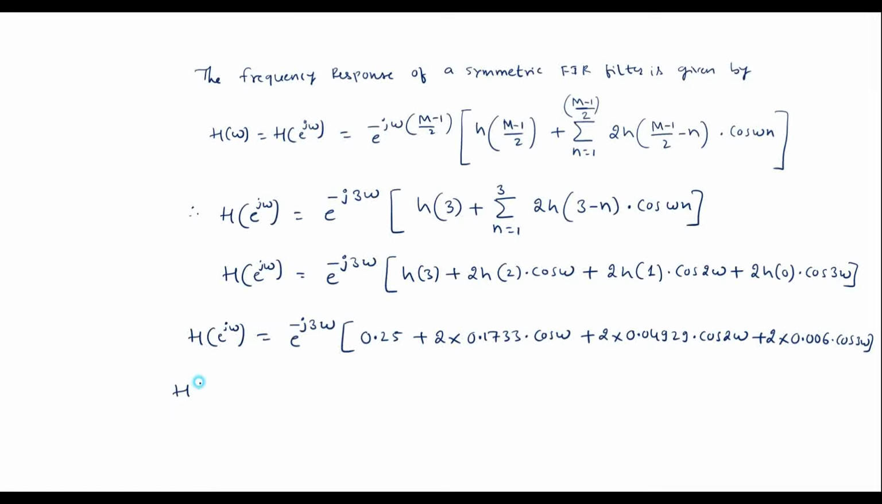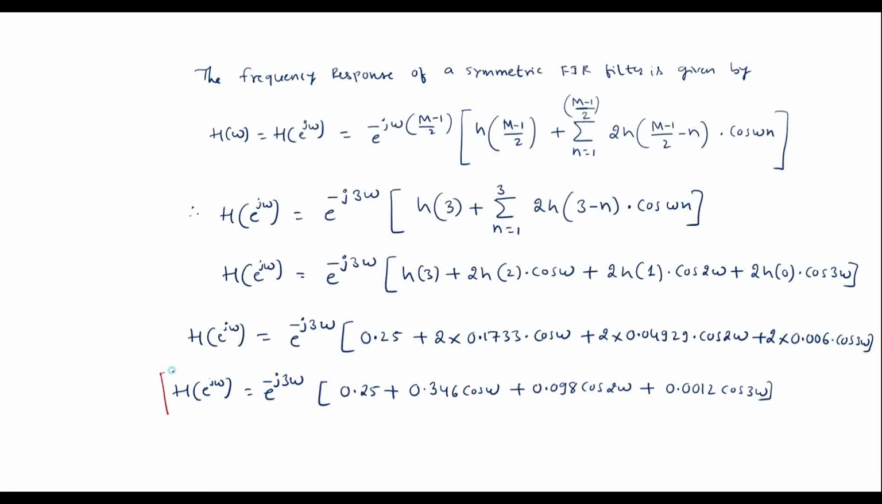So simplifying this further, I can write H of e power j omega is equal to e power minus j 3 omega times 0.25 plus, multiplying this we get, 0.346 cos omega plus 0.098 cos of 2 omega plus 0.0012 cos of 3 omega. So this is the frequency response of the symmetric FIR filter.